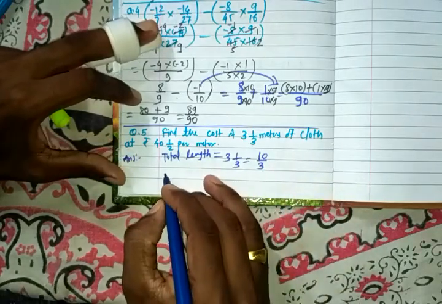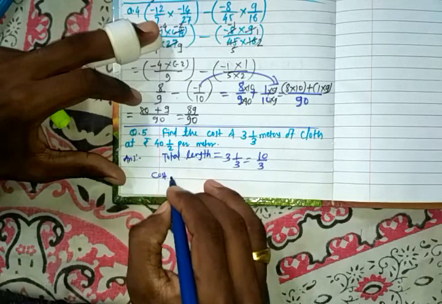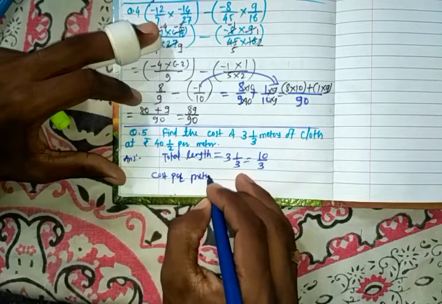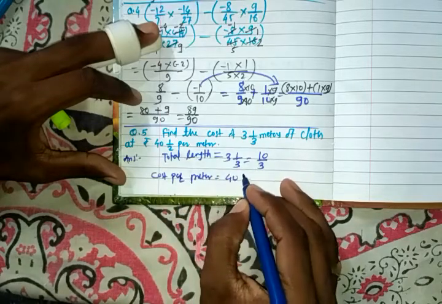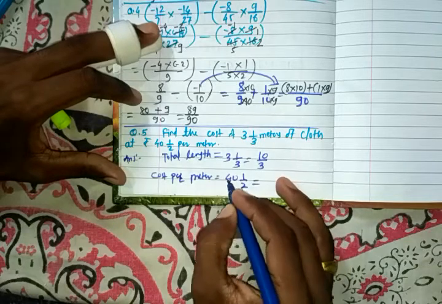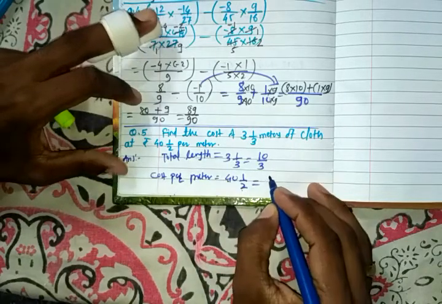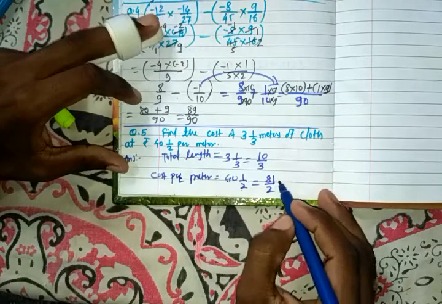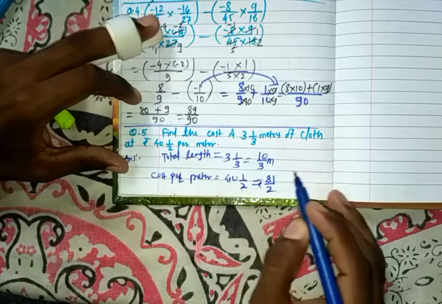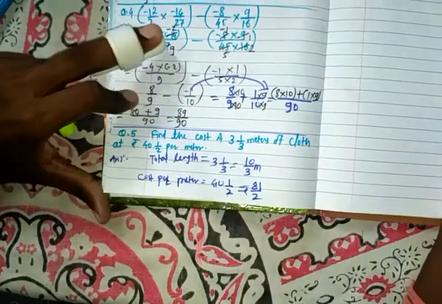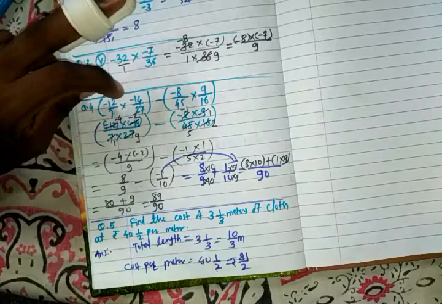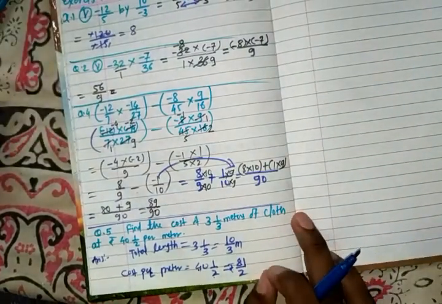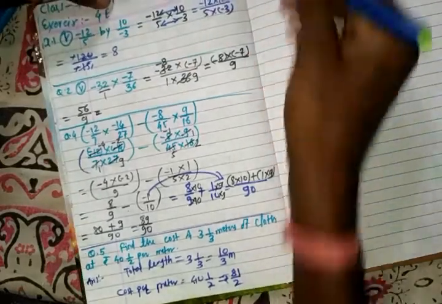After that, cost per meter: 41 by 2, 2 fours are 8, 80 plus 1, 81 by 2. Now it is in rupees and it is in meter. Now to get the price of 10 by 3 meter cloth, we have to multiply the cost of 1 meter by the total length.